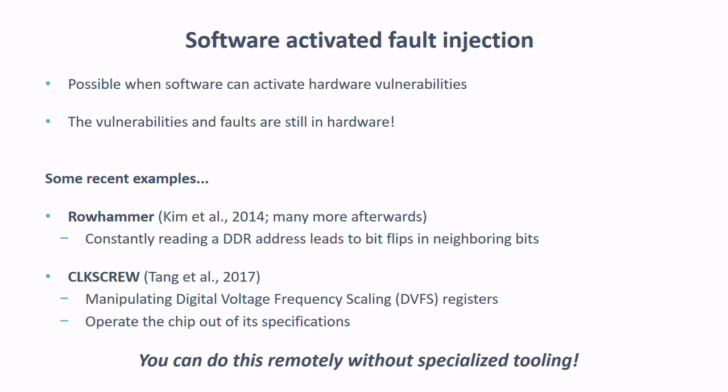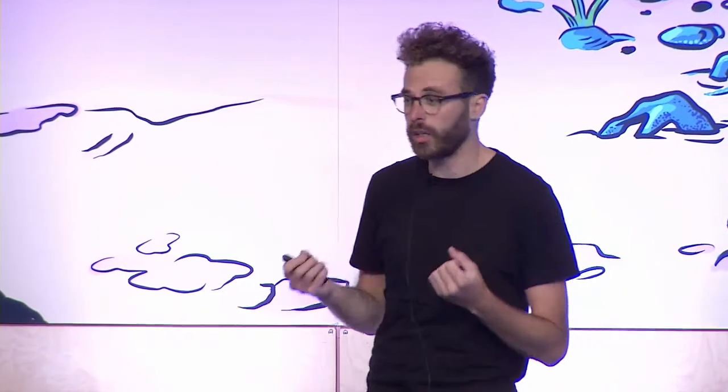Some recent examples where this was the case is, for example, Rowhammer, and most of you are probably familiar with this, where it was possible to flip bits in the DRAM chip by reading out a neighboring memory address. And the point here is that the vulnerability that we're talking about, the fault injection vulnerability, is actually in the DRAM chip, but triggered by software.